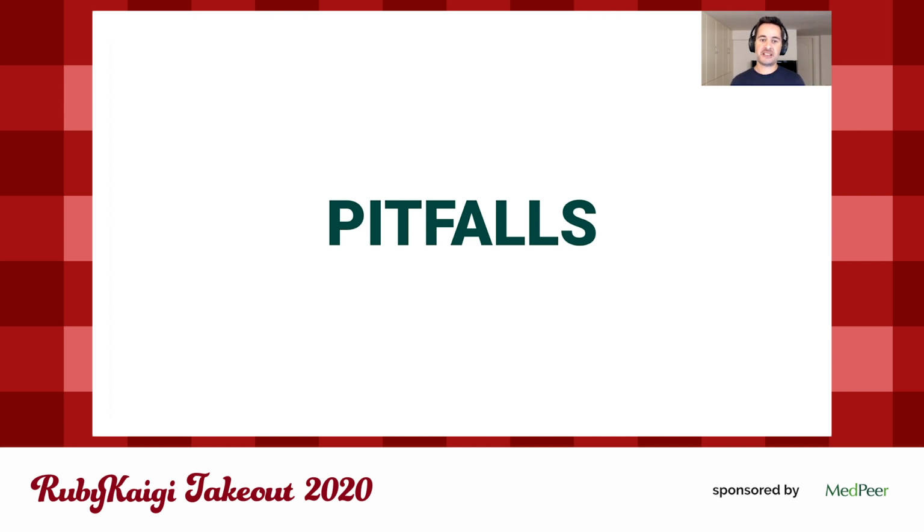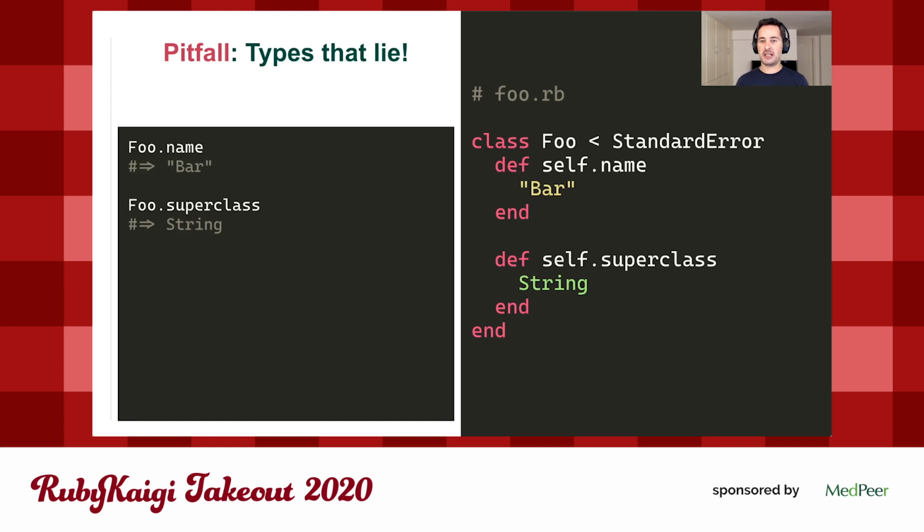There are a few pitfalls to doing runtime reflection, and I'll quickly talk about those. The first is types that lie, so classes or modules that explicitly lie. In this example, we have a class Foo that subclasses from StandardError, and it declares two class methods, name and superclass. If you call Foo.name, what's returned is Bar as a string. And if you call Foo.superclass, it returns String. But we expect the result of the first to be Foo as a string, and the second to be StandardError because that's the superclass, right? So this type is obviously lying.